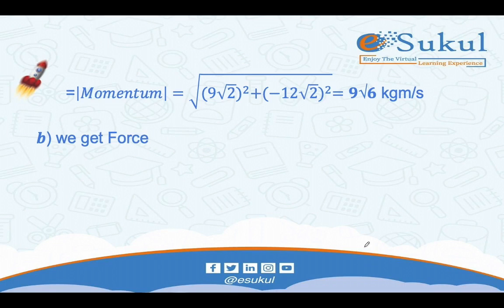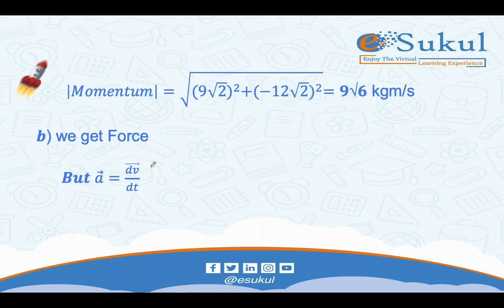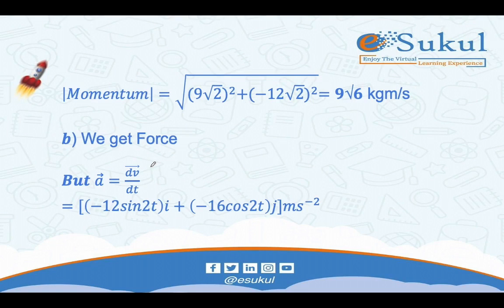So in B, we have to get the force acting on the particle. The force is given as ma, that's the mass times the acceleration vector. In that case, we need to know the acceleration vector since we already have the mass. The acceleration vector is given as dv/dt, that's change in v on change in t. So having the acceleration, we have negative 12 sin 2t i plus negative 16 cos 2t j meters per square second.